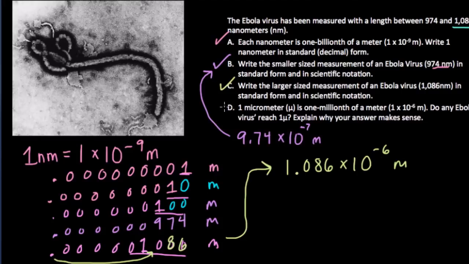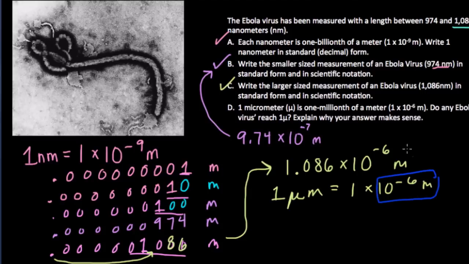Last we have D, which says 1 micrometer, and we should write 1 micrometer like this with that U shape, is equal to 1/1,000,000th of a meter, or 1 times 10 to the negative 6th of a meter. Do any Ebola viruses reach 1 micrometer? Explain why your answer makes sense. Well, the answer is yes, and you can see it right here. If we compare these two numbers in scientific notation, right? A micrometer and the larger range size of the Ebola viruses in over 1,000 nanometers do have the same power of 10 to the negative 6th. So you could actually say some of the larger Ebola viruses are a little over 1 micrometer.